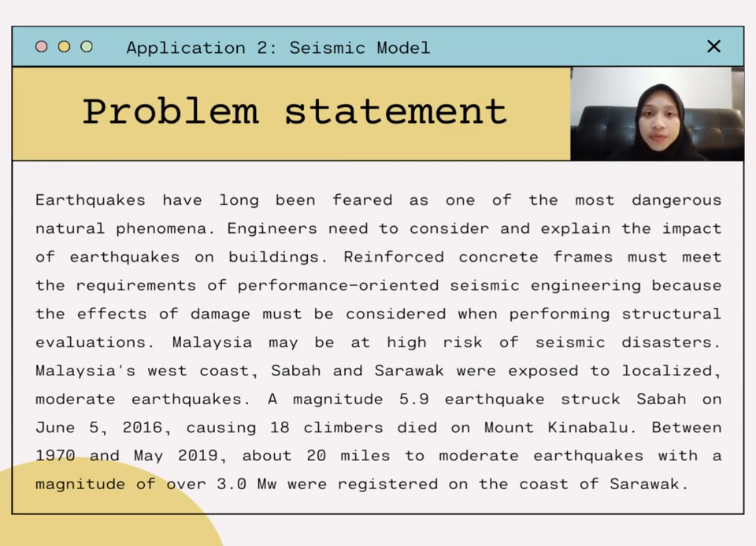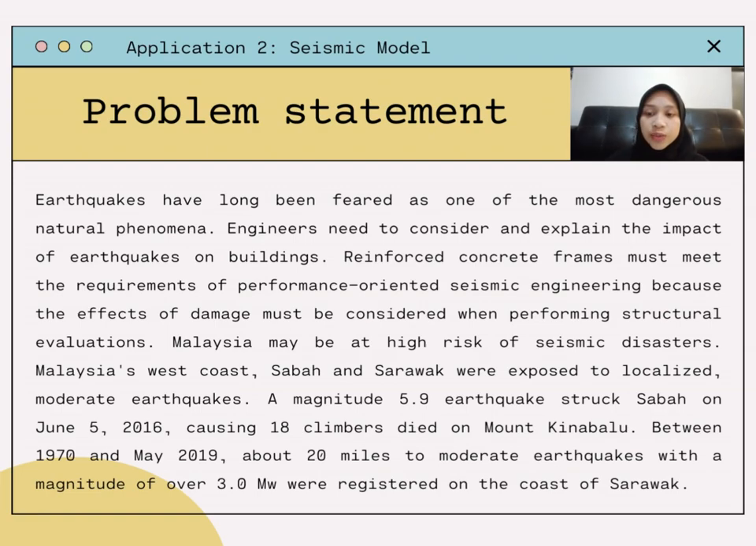Earthquakes have long been feared as one of the most dangerous natural phenomena. Engineers need to consider and explain the impact of earthquakes on buildings. Reinforced concrete frames must meet the requirements of performance-oriented seismic engineering because the effects of damage must be considered when performing structural evaluation.